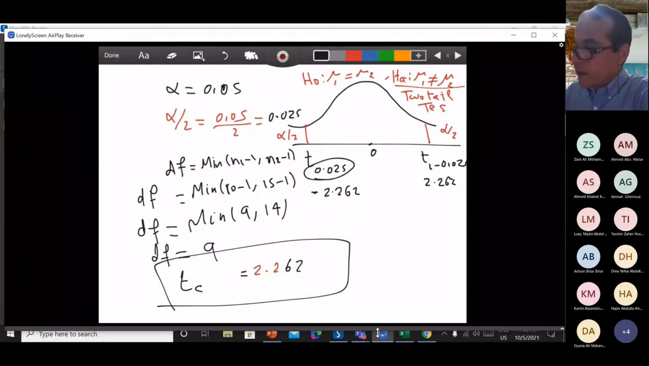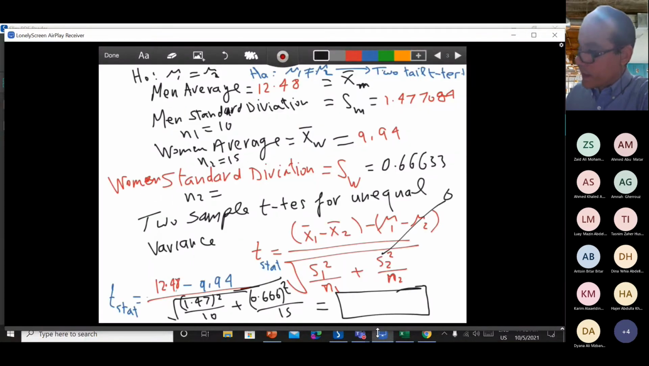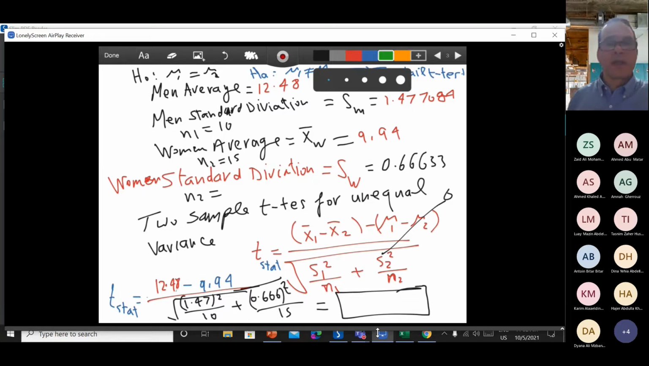Now you know these two critical values, and you're supposed to calculate the stat value. You didn't give me the value here. Can you calculate this one? 12.98 minus 9.94 over the square root of 1.47 squared over 10 plus 0.666 squared over 15. Can you find it?